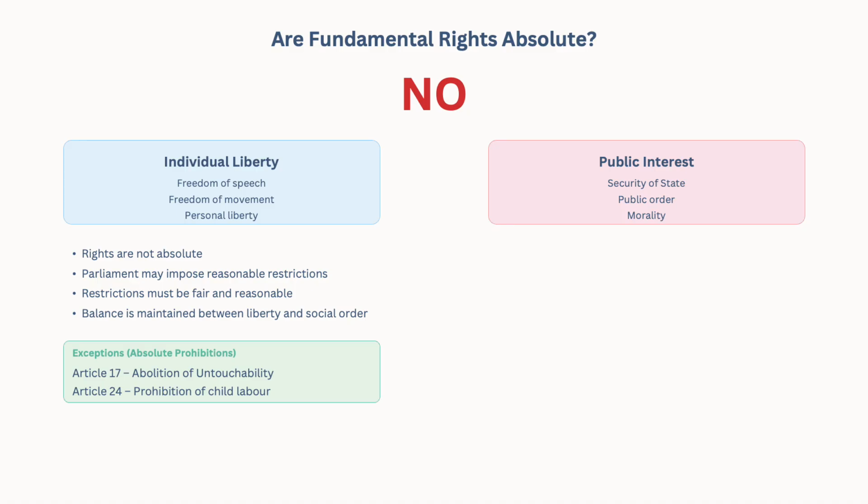Okay? Exceptions. There are two articles that are absolute, which means they cannot be taken away or restricted at any point. These are Article 17 and Article 24. Article 17 being abolition of untouchability, and Article 24 protection of children from child labor.